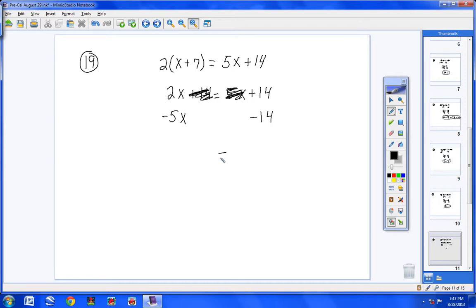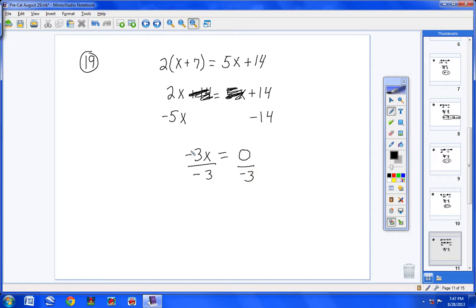And now let's see what we're left with. Well, positive 14 and negative 14, we're not dividing, we're combining. When you combine those using a calculator, a positive 14 plus negative 14, you will get a 0. And then 2 and negative 5 gives you a negative 3x. Now, what is with the x that we don't want? A negative 3.